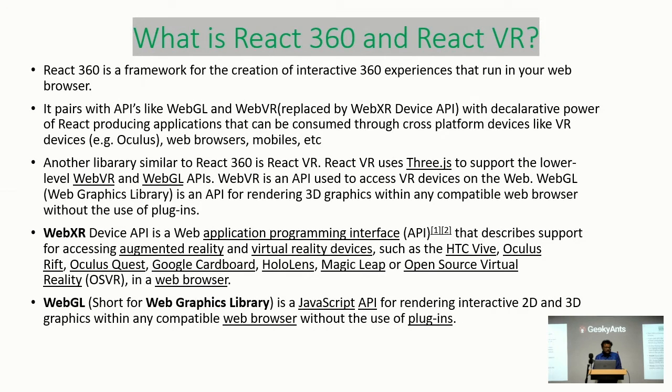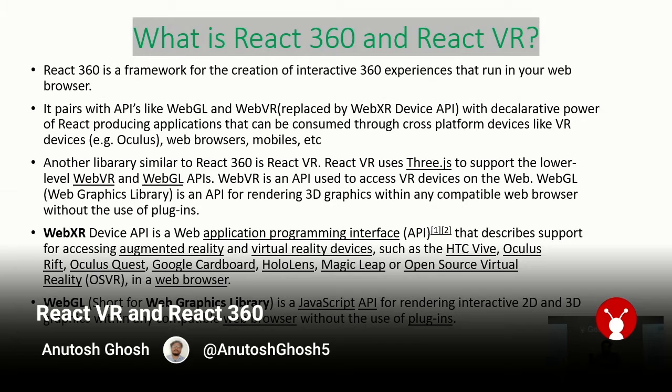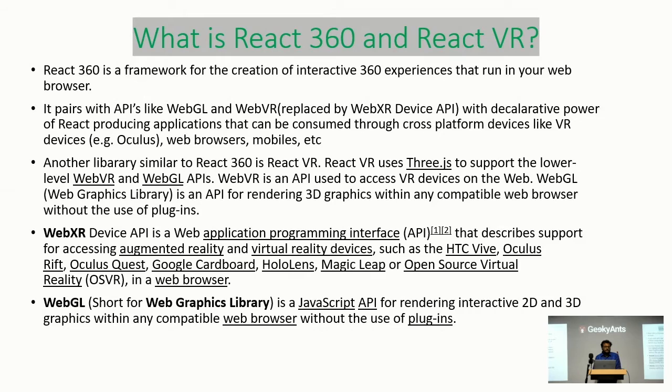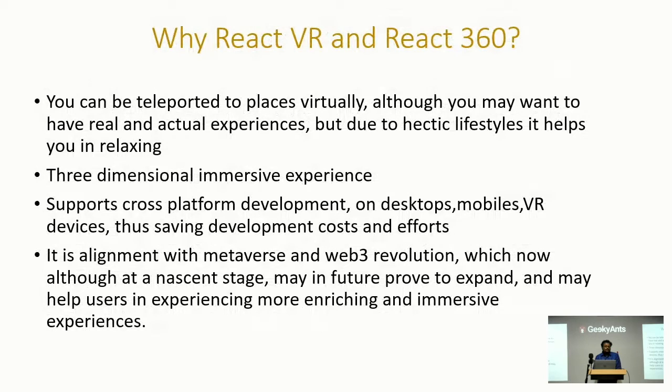These two are the APIs which are mainly used for the three-dimensional effect. WebGL is a JavaScript API which is used for rendering interactive 2D and 3D graphics, and it is compatible with modern web browsers. And WebVR has been replaced by WebXR. This is also an API which is used for support on different virtual reality devices like Oculus and HTC Vive. There are plenty of these virtual reality devices which need support, and WebXR is the API which is helping in that.